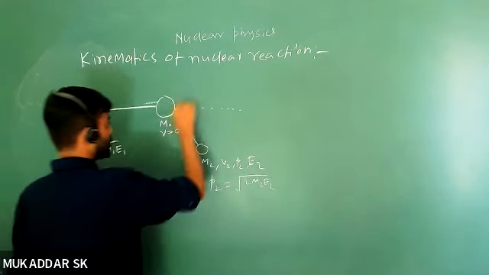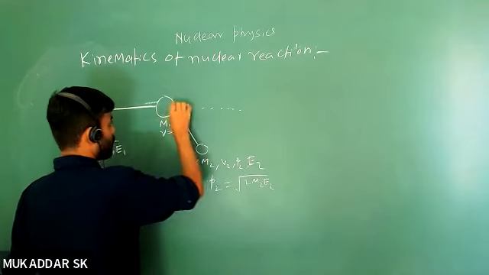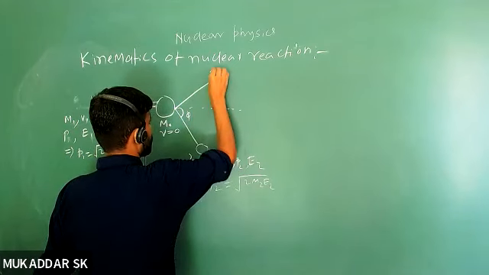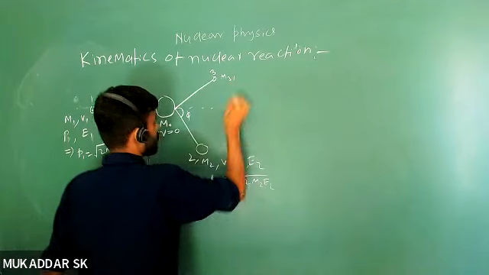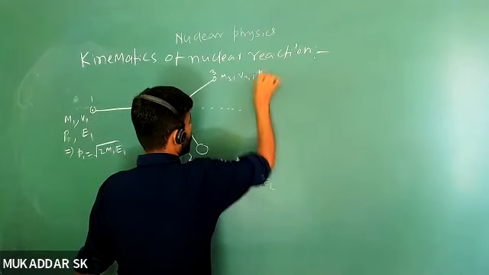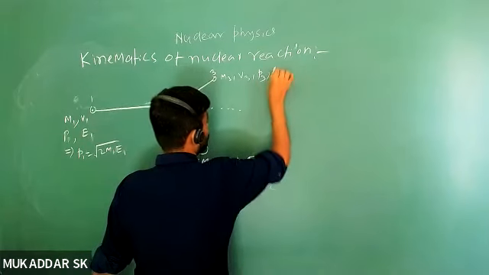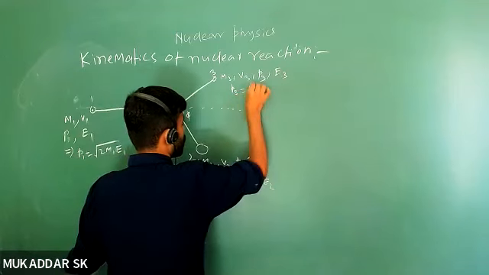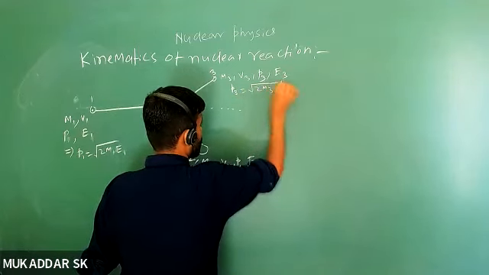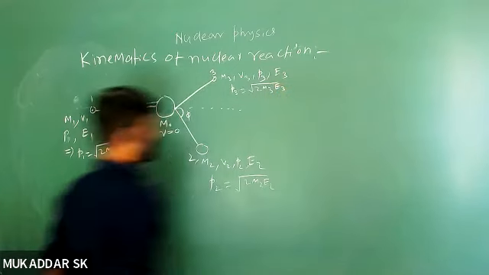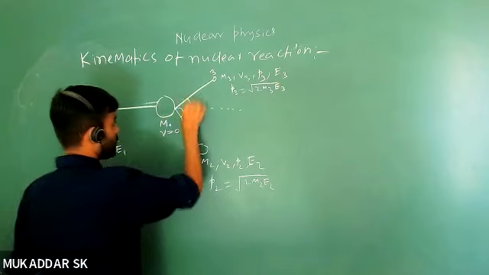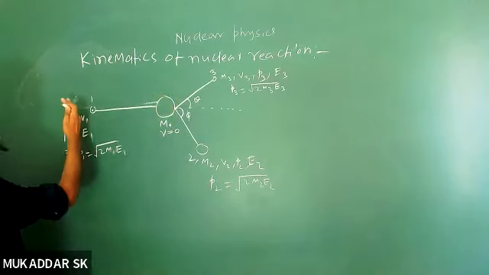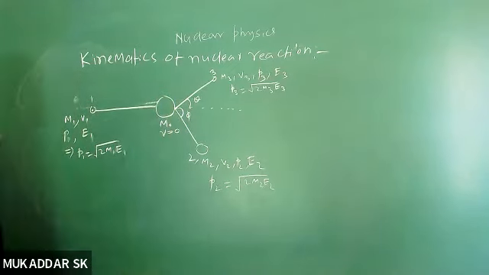And also there is an emission of another particle. Let us denote this particle as 3. Its mass is m3, speed is v3, linear momentum is p3, and its kinetic energy is E3. So obviously p3 will be root over 2 m3 E3. Let us assume this angle is theta. So this is the scenario before the nuclear reaction, and this is the scenario after the reaction.